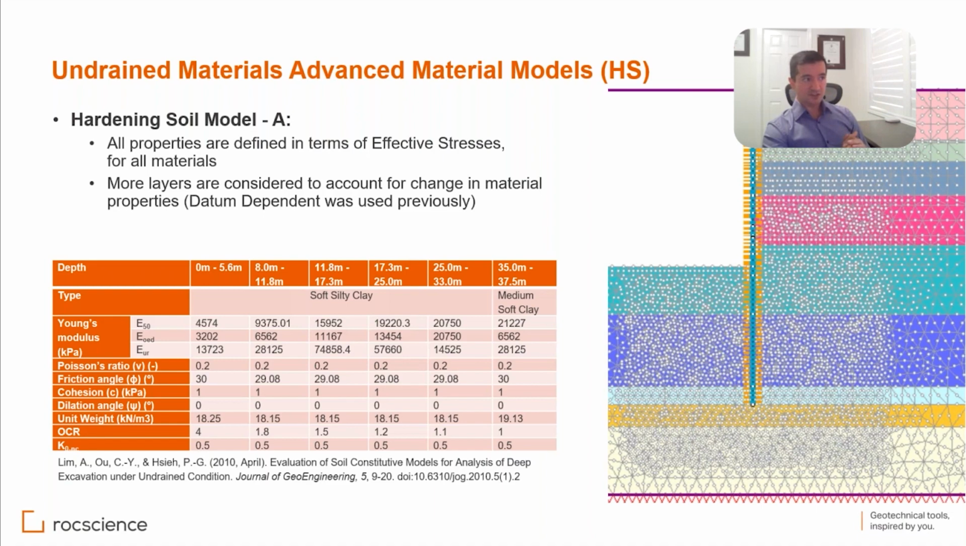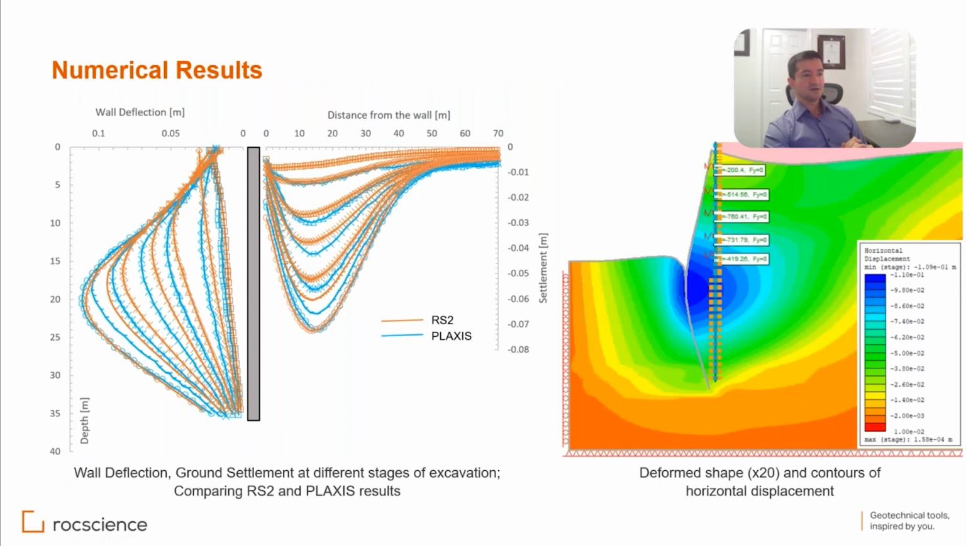All the properties of the hardening soil are defined in terms of effective stresses. You can see that here, friction angle and cohesion. And since these are clay materials, the dilation angles for these are all considered to be 0, which answers the question that was asked before. The properties again come from the reference that I have. And we can take a look at the results. RS2 results are generated with RS2, and the Plaxis results are coming from the reference that I gave you. We are looking at the wall deflection and also settlement behind the wall throughout all these steps.